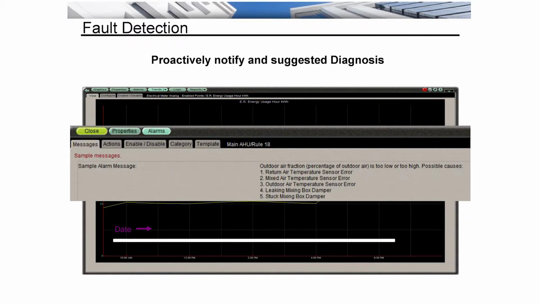So the idea behind fault detection is to proactively notify and suggest diagnoses. Here's an example: the outdoor air fraction is too low or too high. Here are some things that you can go look at to see why that's happening.